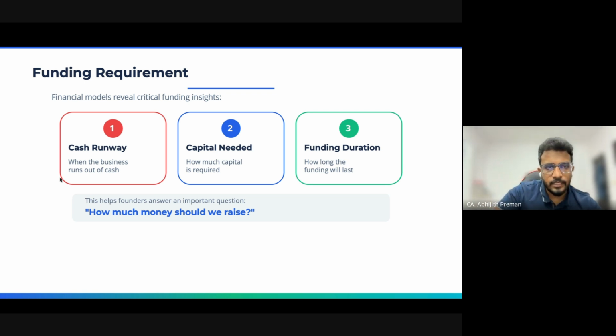Okay. This helps founders answer an important question: how much money should be raised? So only once you prepare a proper financial model, you can come up with the exact amount which you need to raise.